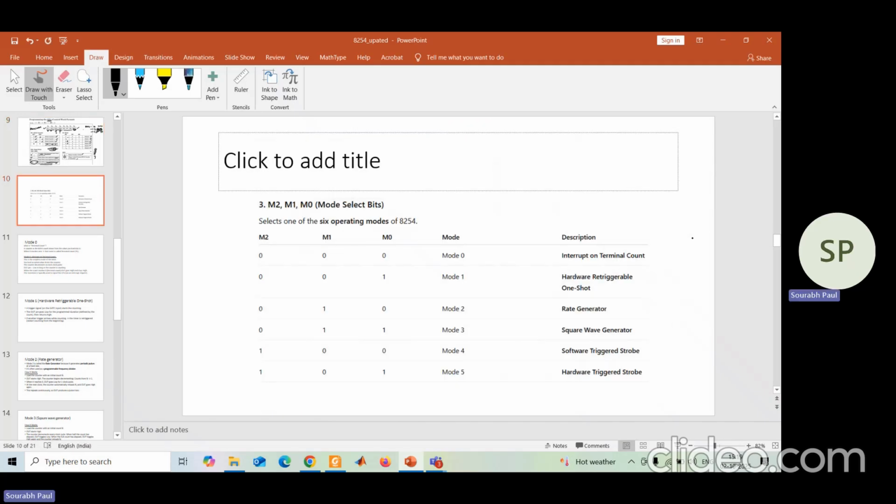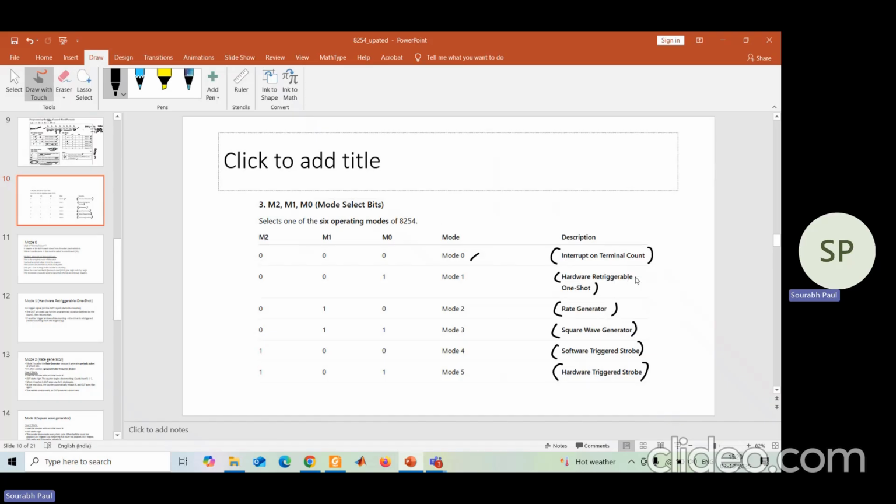Now the other names of these modes I have given here in this slide. 000, this is mode 0. The other name of mode 0 is interrupt on terminal count. Mode 1, hardware retriggerable one shot. Mode 2, rate generator. Mode 3, square wave generator. Mode 4, software trigger strobe. Mode 5, hardware trigger strobe. Now each of these terms has a specific meaning. The detail I shall discuss in the next slide.